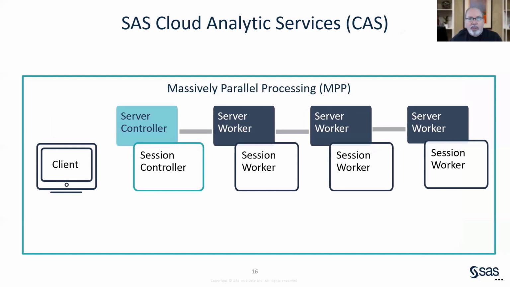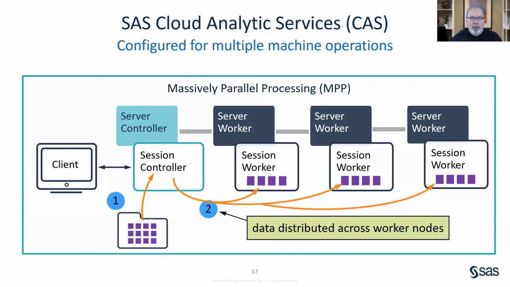Now, Cloud Analytic Services can be arranged in a couple of different formats. The first and most powerful format is the massively parallel processing format. And this allows you to use multiple machines in concert together to provide one giant compute engine. As a general rule, there's a server controller and several server worker machines. And on each of these machines, for instance, the server controller would spawn a session controller process, which would control worker sessions on each of the worker nodes.